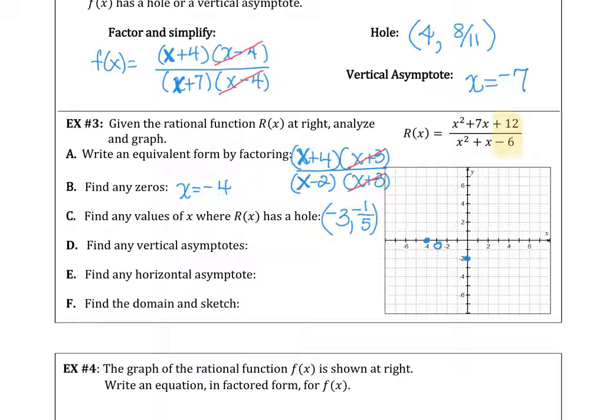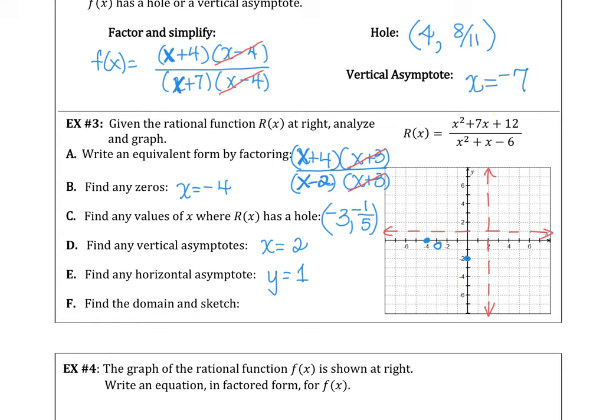Let's see, what else can we do? We can know, looking at the leading coefficients here, x squared over x squared leaves y equals 1 for the horizontal asymptote. So we've got y equals 1. And the vertical asymptote is going to happen where the denominator is 0. So that's x equals 2. I've got x equals 2 is a vertical asymptote. Y equals 1 is a horizontal asymptote.